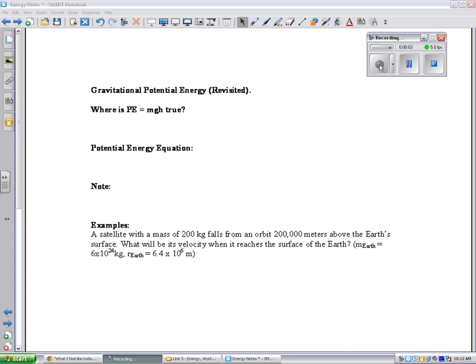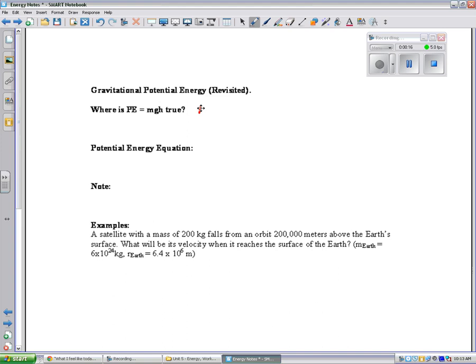Okay, to finish up the energy unit, we're going to look back at potential energy, gravitational potential energy. And we said PE equals mgh. And where is that true? It turns out it's only true near the surface of the Earth. Okay, because this g here only equals 9.8 very near the surface of the Earth.